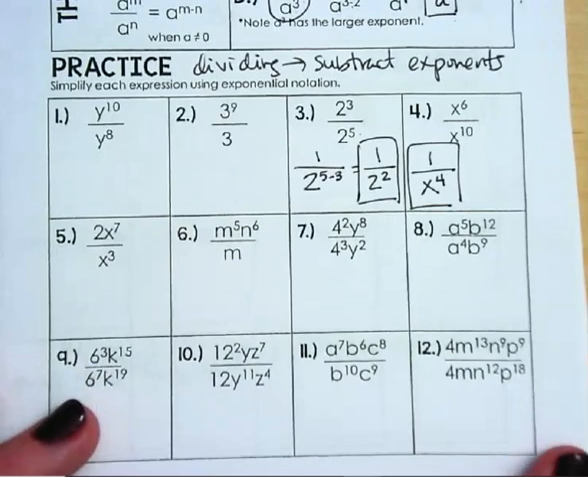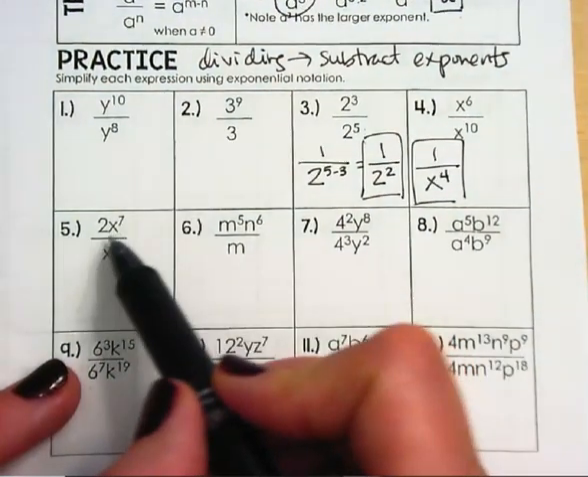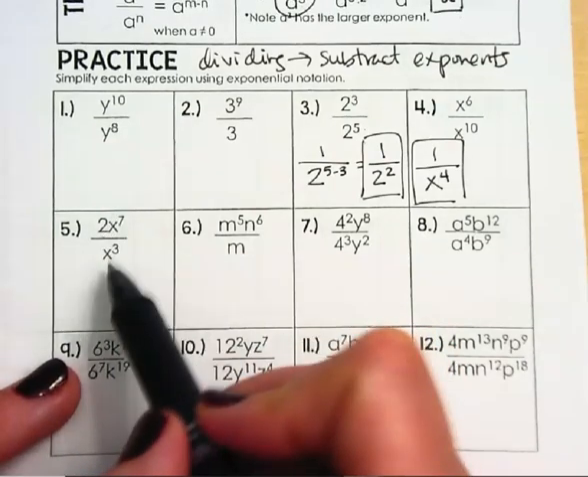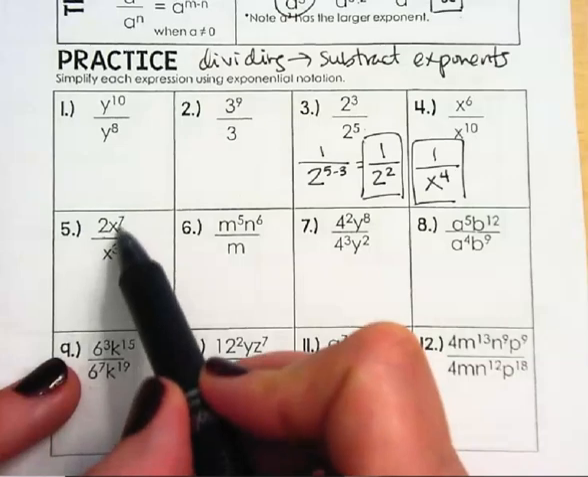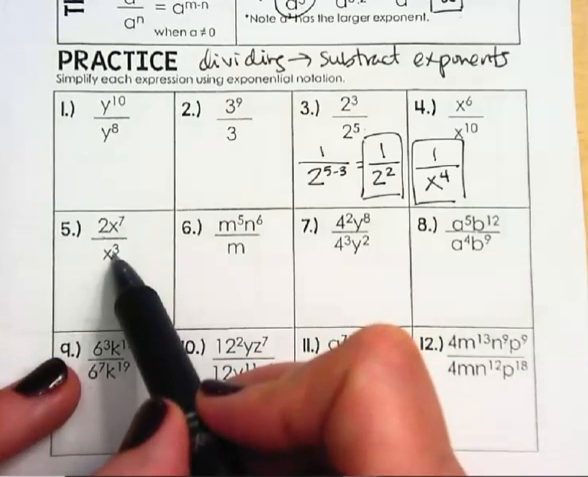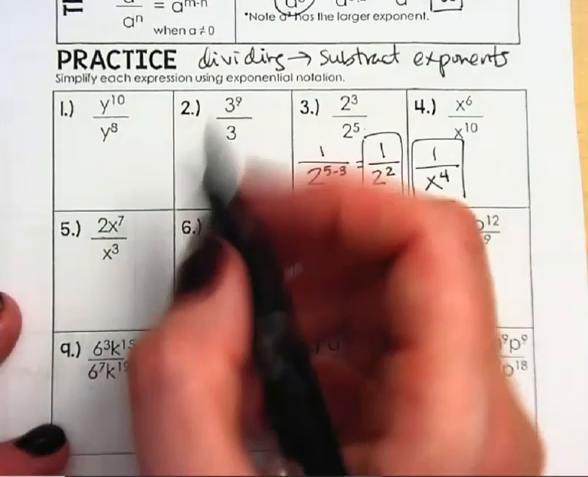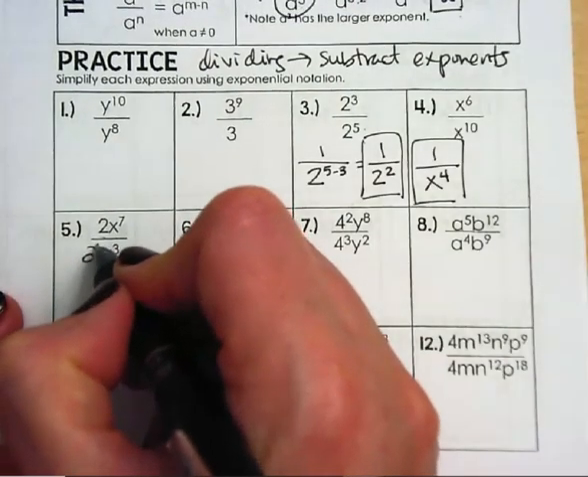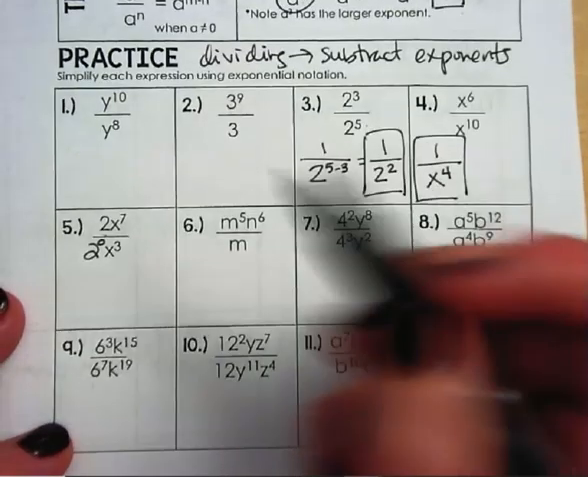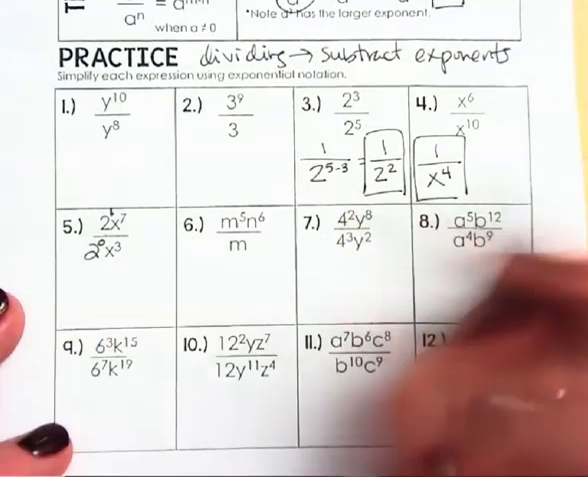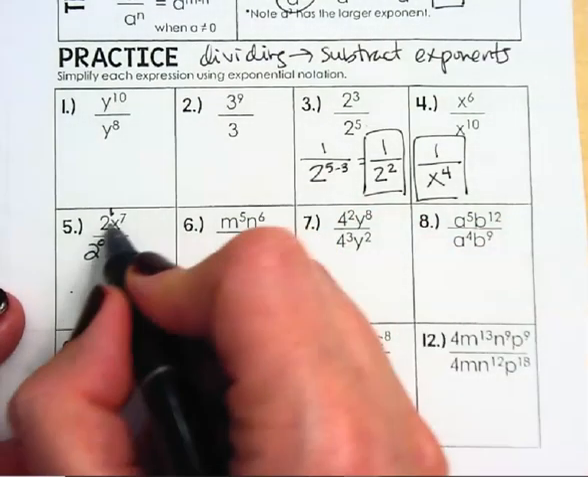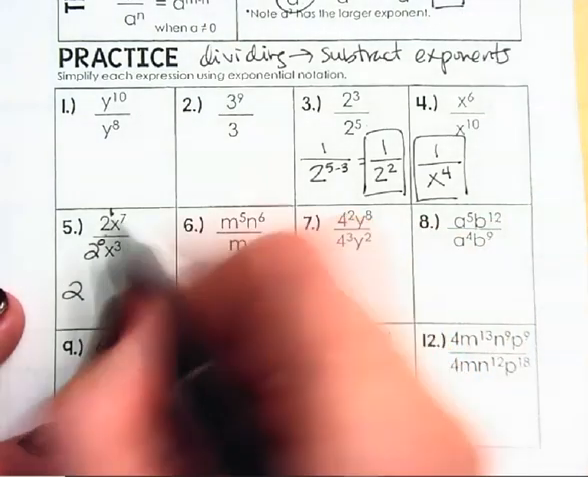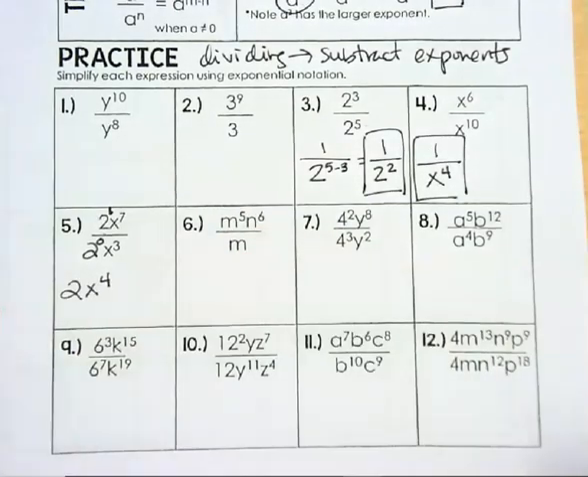On number 5, you'll notice that there are 2 bases in the numerator, a variable and an integer, and in the denominator there's only 1 base that matches. There's an x here, but nothing to go with the 2. So you can think about there being like a 2 to the 0 down here, because there aren't any 2's, right? And the top is a 2 to the 1. So 2 to the 1 minus 0 is just 2 to the 1, or 2. And then x to the 7 minus 3 is x to the 4.